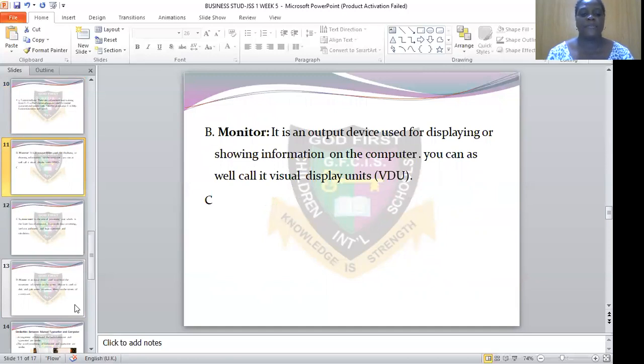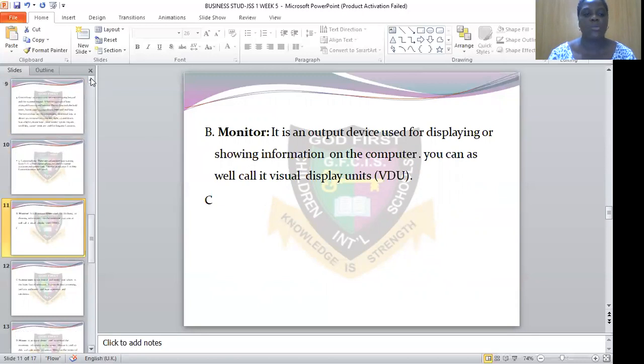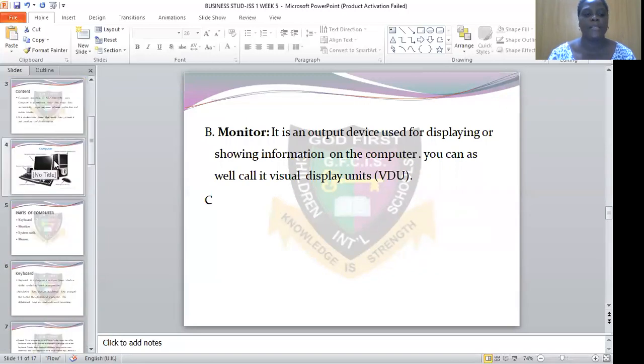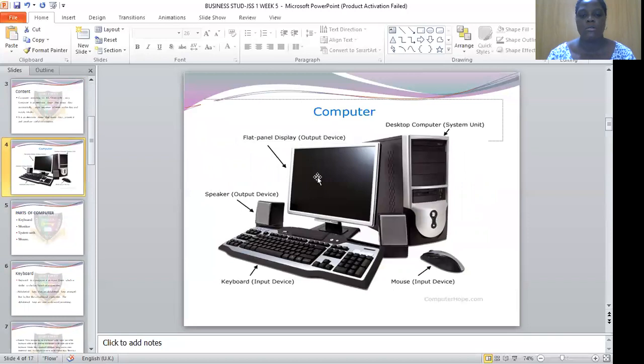Another part of the computer is the monitor. Monitor is an output device used for displaying or showing information on the screen of the computer. You can as well call it the visual display unit. Going back to the picture that we were shown initially, this is our monitor, which is the output device. It shows the screen of what we are talking about.